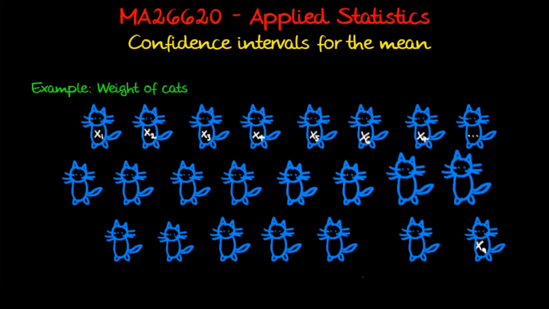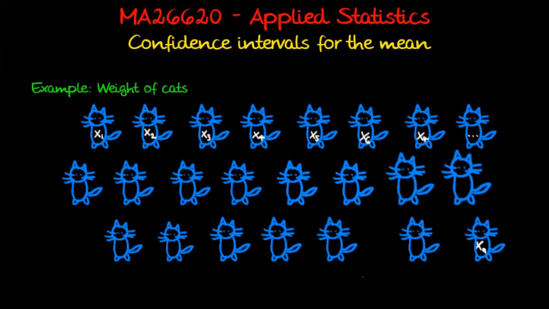In this video we're going to have a look at the way that we make confidence intervals for the mean. So the setup that we'll be considering is we have a sample of n objects. In this case we've got n beautifully drawn cats, I'm sure you'd agree. And we want to make inferences about the wider population from our sample.